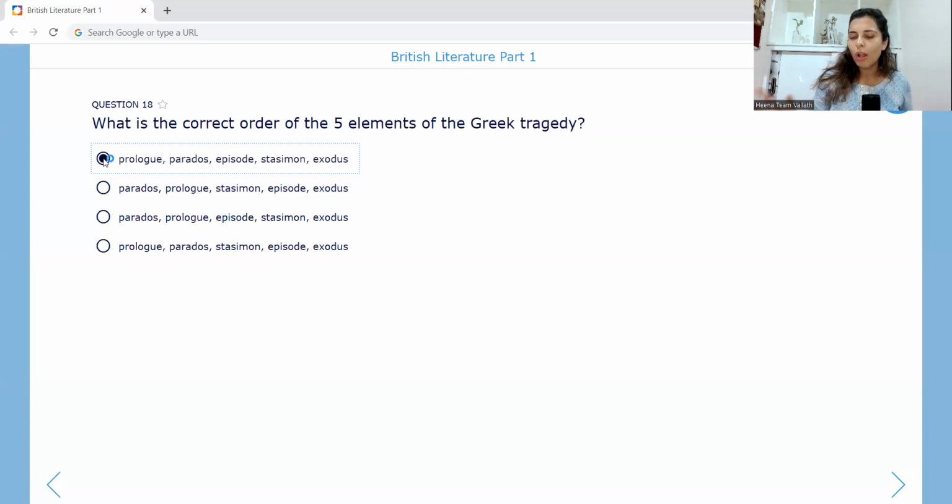The first is prologue, which is basically a monologue or a dialogue preceding the entry of the chorus. The second is parodos. Parodos is the entrance ode. The third element of the Greek tragedy is episode, which are usually 3 to 5 in number. The fourth element of Greek tragedy is stasimon, which means stationary ode. And the last and the fifth element of Greek tragedy is exodus, which is the exit ode or the exit song of the chorus, which is sung after the final episode. So did you understand the 5 elements in order? Prologue, parodos, episode, stasimon, exodus, right?